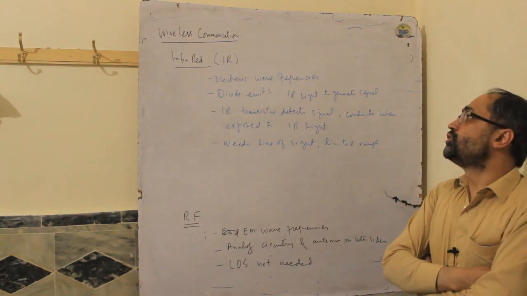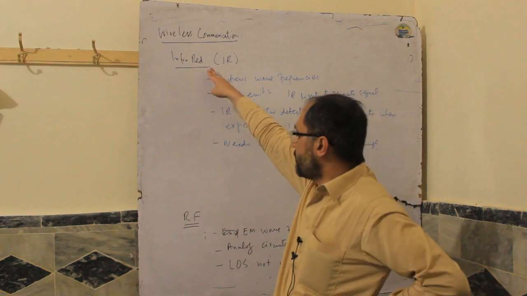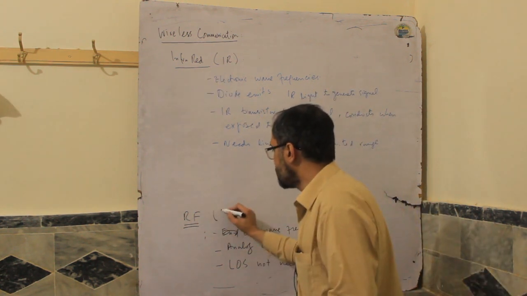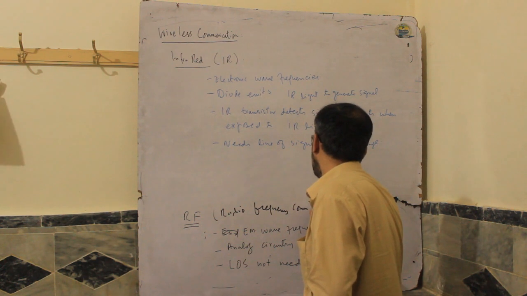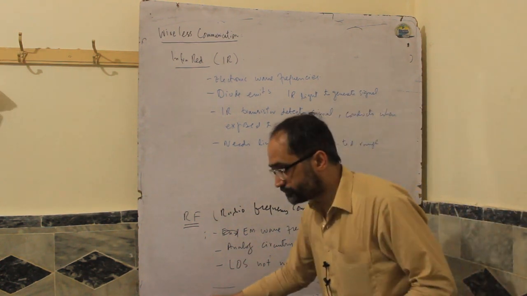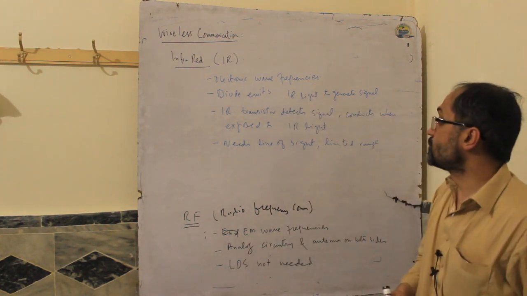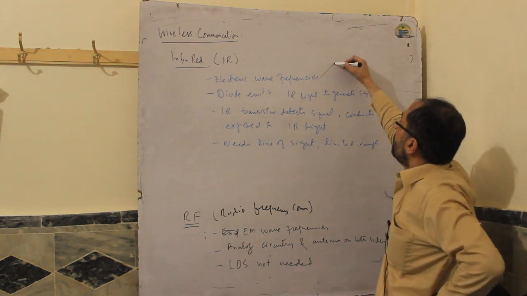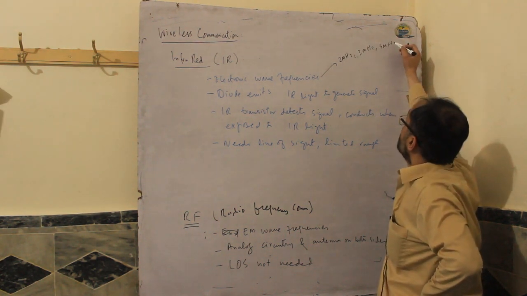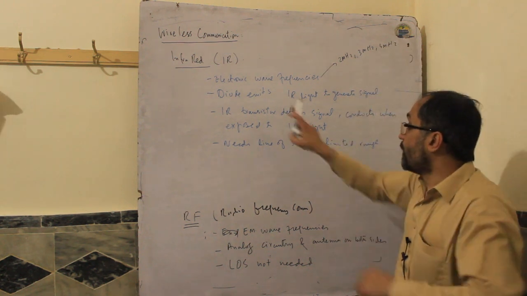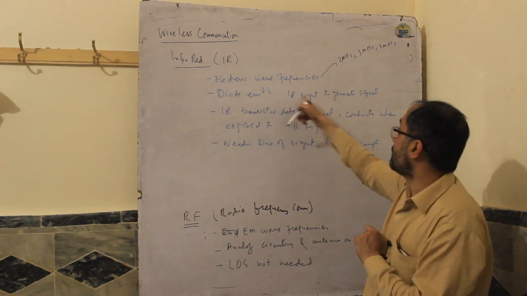So now we will study two different types of wireless communication, which are referred to as infrared communication or radio frequency communication. In infrared communication, it constitutes electromagnetic wave frequencies. There are different frequency ranges, maybe 2 megahertz, 3 megahertz, or 4 megahertz. In this kind of communication, there is a diode. The diode emits infrared light to generate a signal.